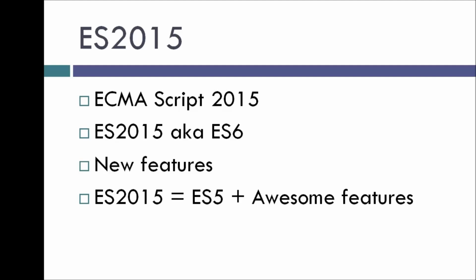So ES2015 is the evolution of ES5. So it adds a tremendous amount of features to JavaScript, such as classes, constants, arrow functions, and many more. And these features are exactly what we are going to be learning for the first half of this series. So to put it in simple terms, ES2015 is equal to ES5 plus awesome new features.